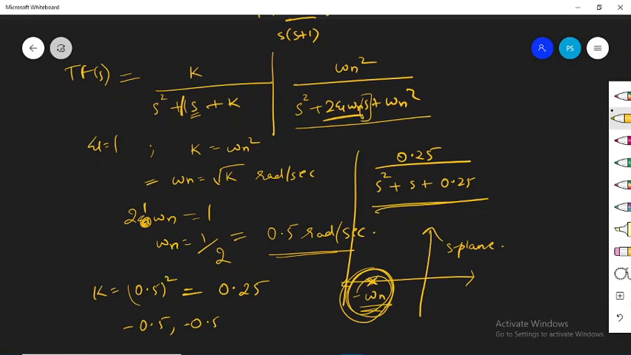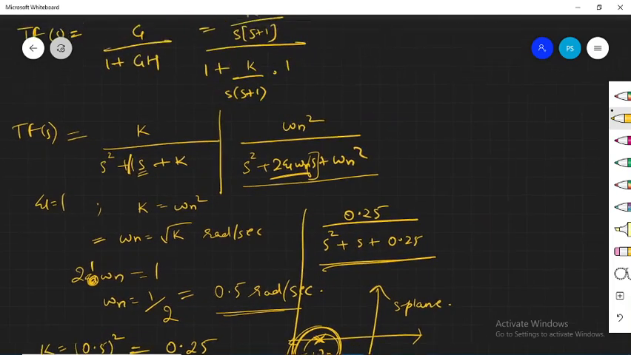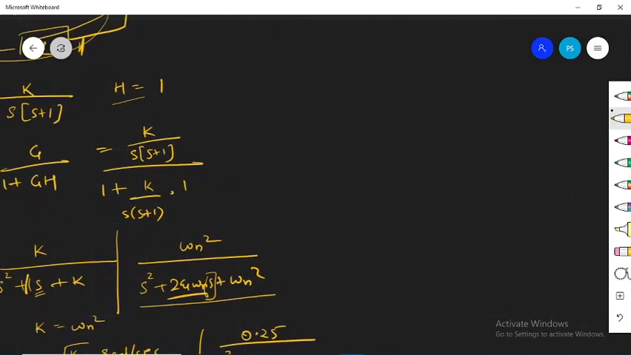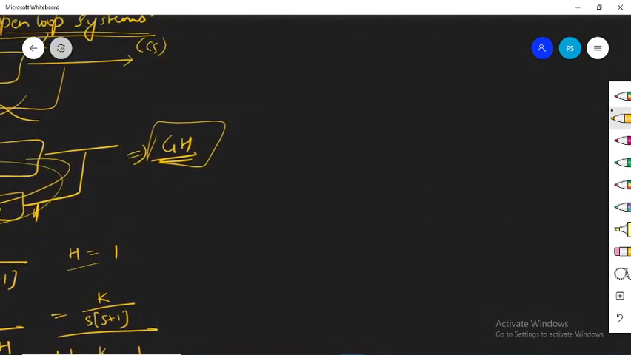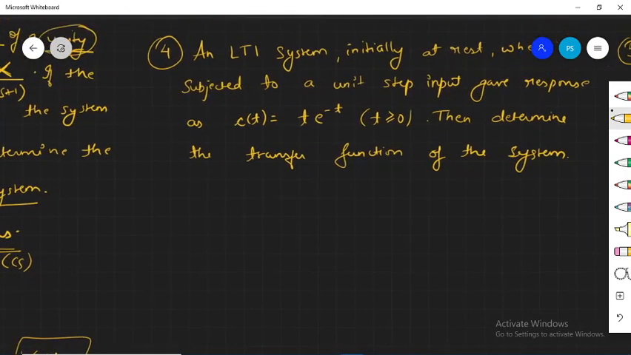And this question actually came in IES 2001. So I've taken this question from there. It's a pretty simple question. You only have to apply the logic, apply the knowledge that you already know, then you can easily find it out. So moving on, let's look into the next question.